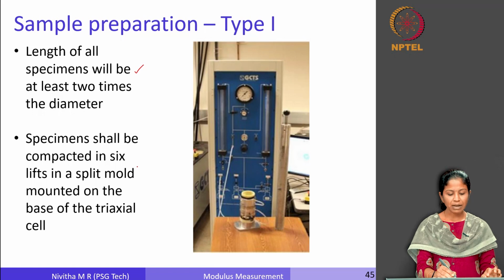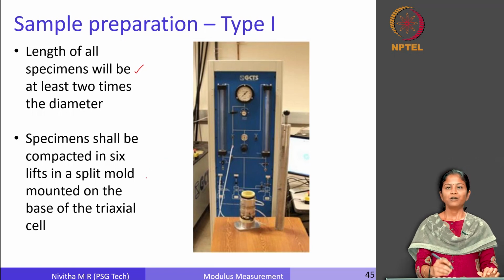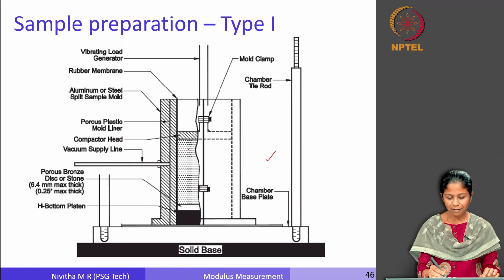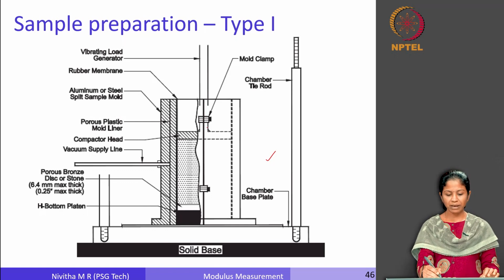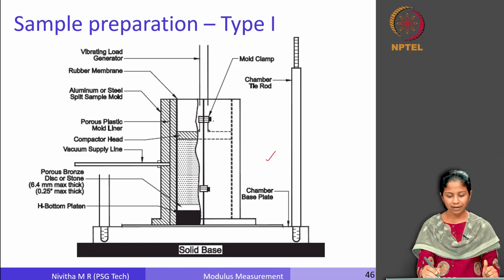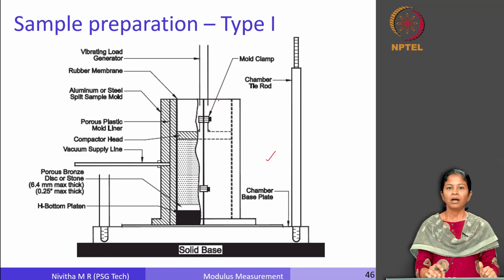This specimen shall be compacted in 6 lifts in a split mold mounted on the base of the triaxial cell. This is for a granular material, so here we have to do it in 6 lifts. This is the apparatus which is specified for compaction. We have a bottom plate, we put the soil here, there is a vibrator head here, and then we subject this to vibration. The details regarding the vibrator are given in annexure B, as I said earlier. So we use this kind of setup to compact the type 1 soil.